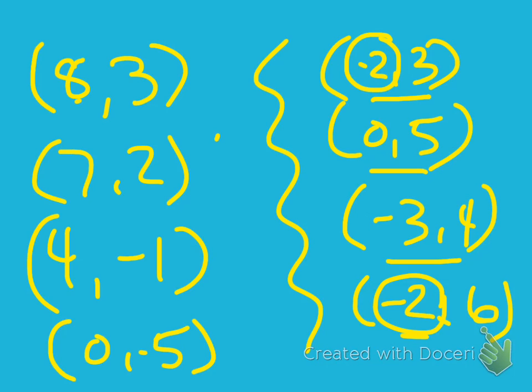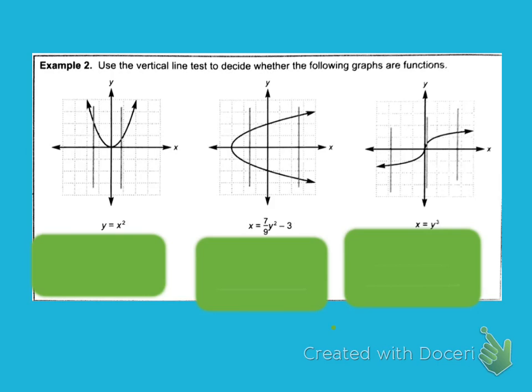If you see a duplicate in the x values with different y values, you know it's not a function. Okay, so now let's look at what this looks like if I already see a graph. I've got this graph right here.